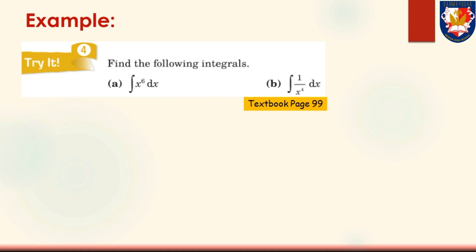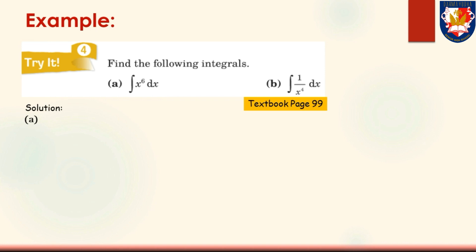This is the other example. Find the following integrals. Part A, the integral of x to the power of 6 dx. Part B, the integral of 1 over x to the power of 4 dx. So here is the solution for part A.